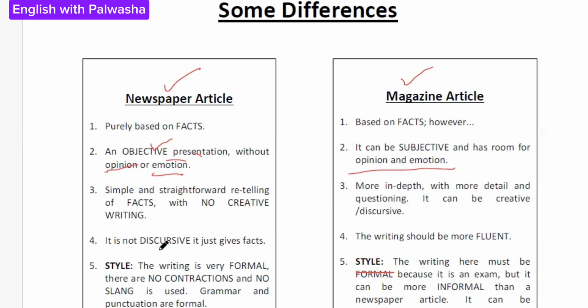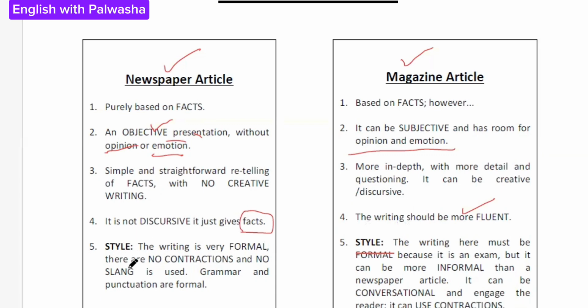A newspaper article is not discursive. It just gives facts, all right? There's no discussion in it. It is all about the facts. In a magazine article, the writing should be more fluent. Here it should be more formal. Okay, now let's discuss the style of both.